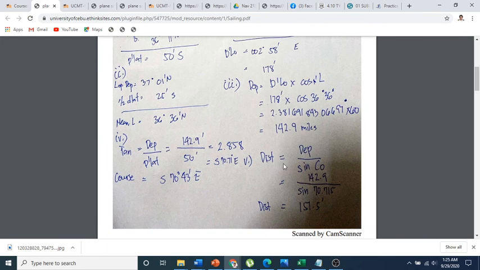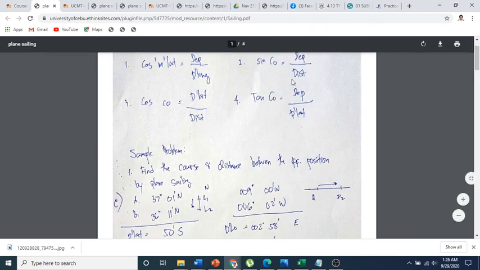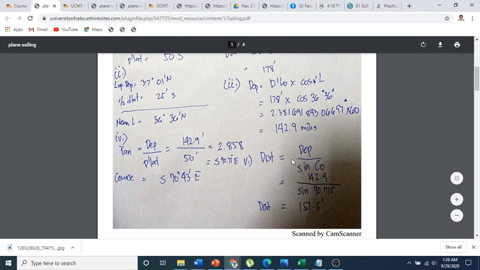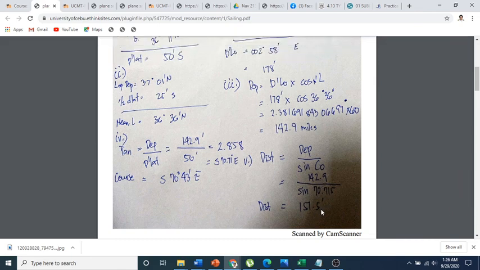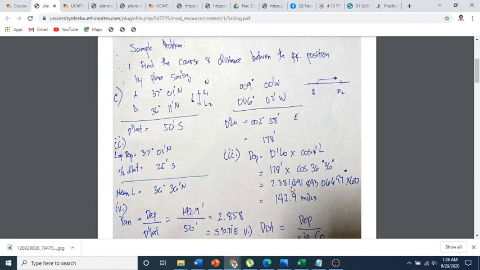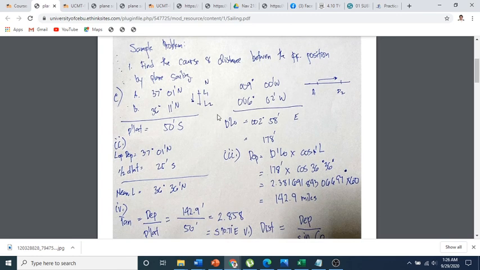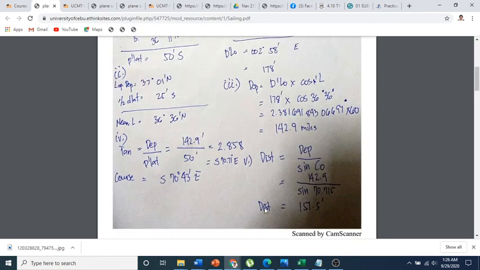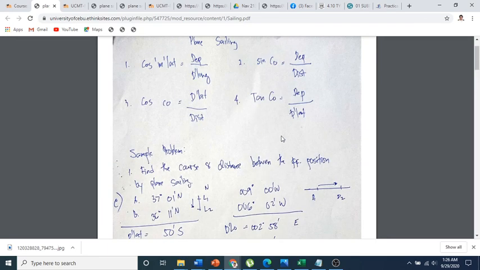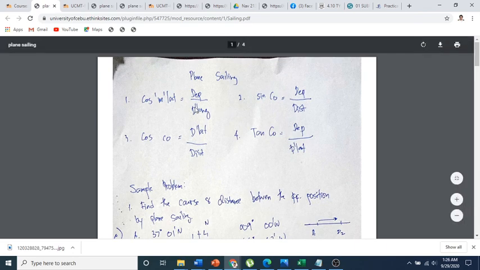Finally, the distance, which is also taken from here, equals departure over sine course. Departure is 142.9 and sine is 70.715 minutes. By calculation, we arrive at this answer. Having said that, we already answered the course and the distance. So this is the course and this is the distance. Again, we always refer going back to this formula because of the regional slopinometry.